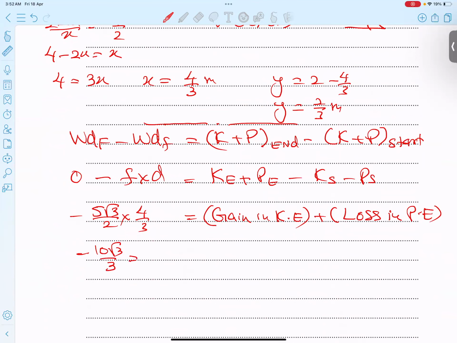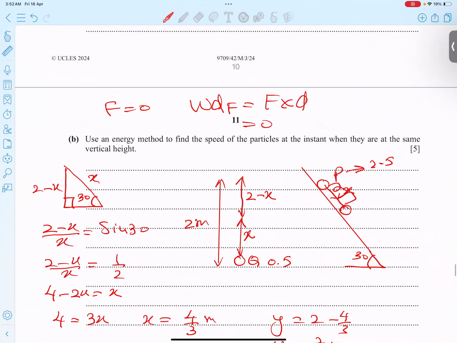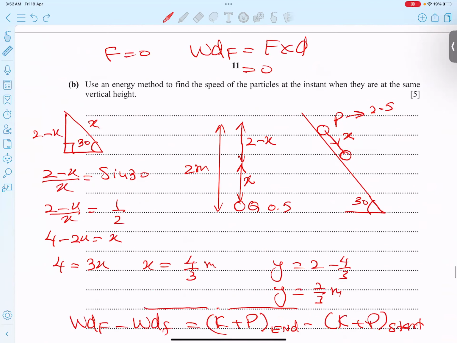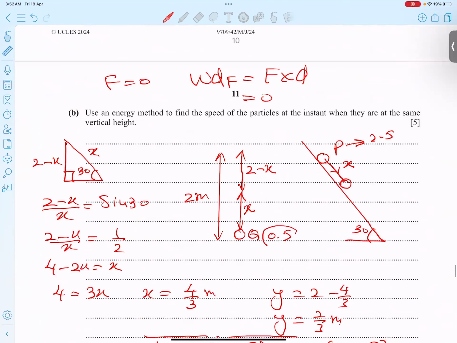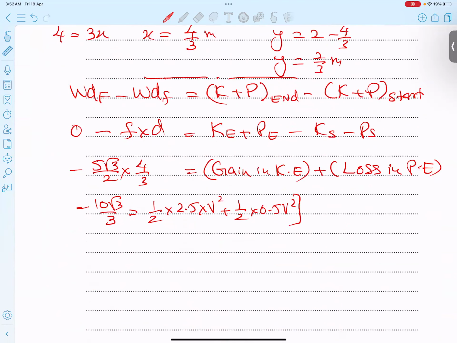Gain in kinetic energy, because both particles are there. Starting from rest, both speeds become higher, so both are gaining speed. So I can say half 2.5 v square plus half 0.5 v square. The logic is very clear: one mass is 0.5, one mass is 2.5, and both will gain speed. So 2.5 plus 0.5 is 3, and this becomes 3 by 2 v square finally.